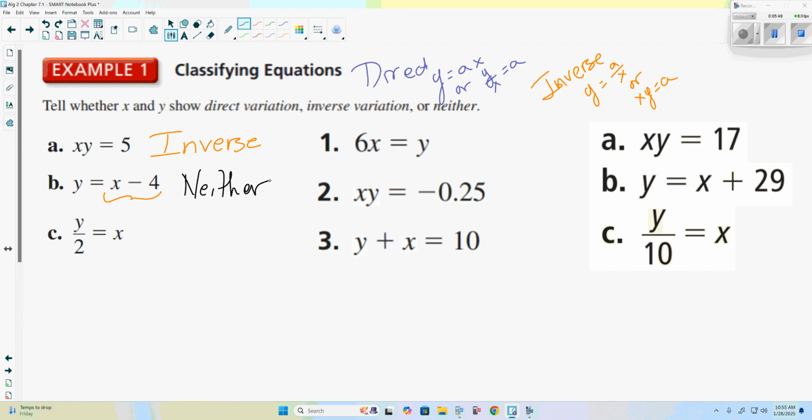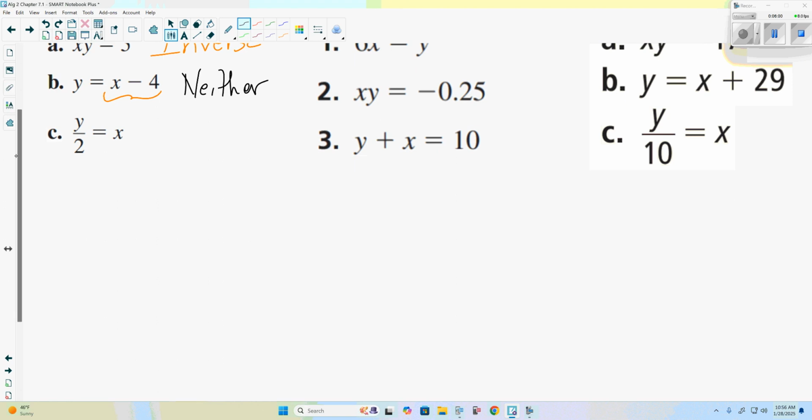C would be direct, because y over 2 equals x. Now, x and y are on the same side, and both are in the numerator. So it is going to be direct. Now, another way to look at C, y divided by 2, I could say is the same as 1/2 times y. So we're really multiplying 1/2 by y to get our number. That's why they're the same.